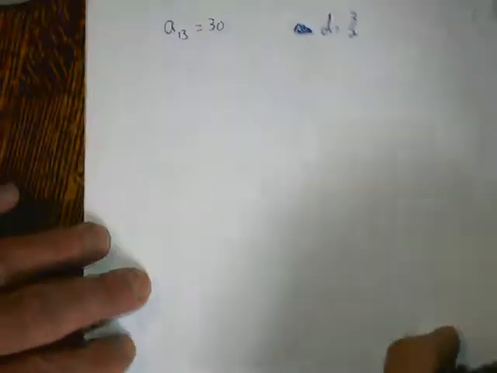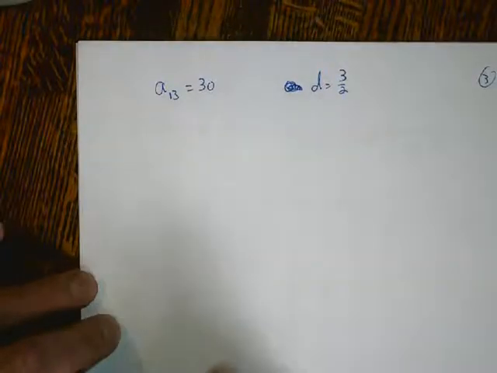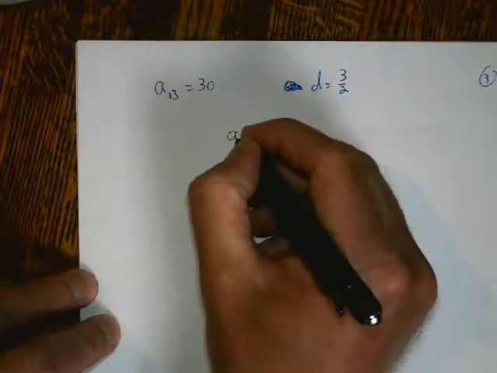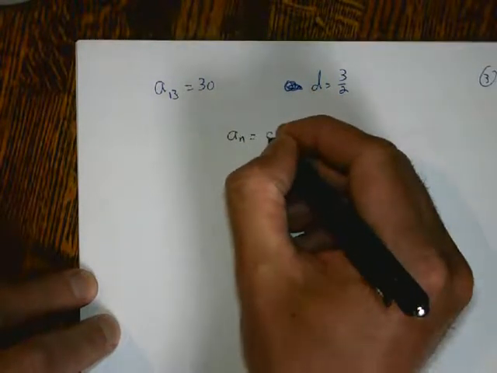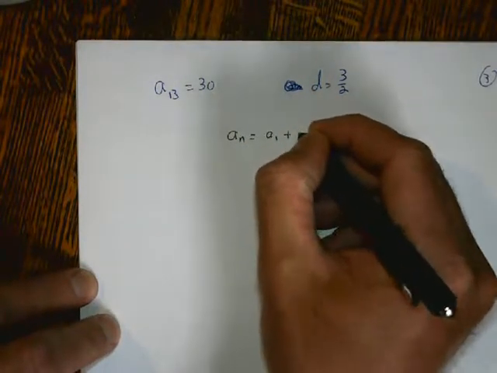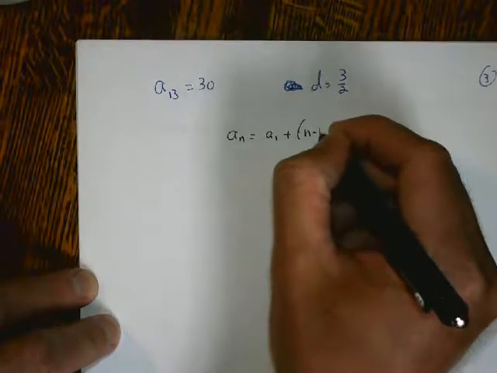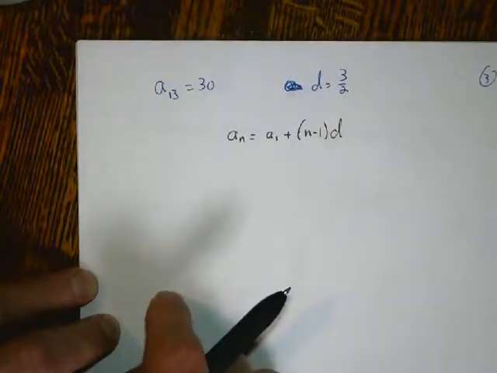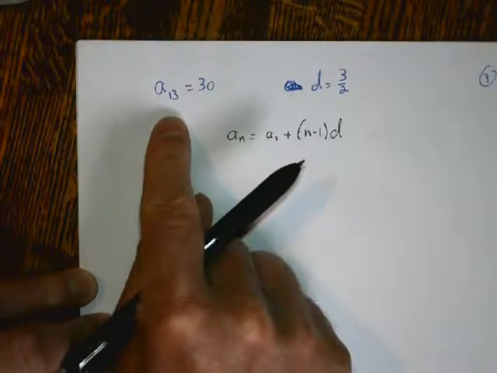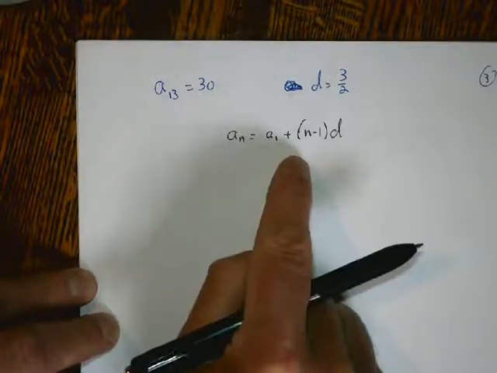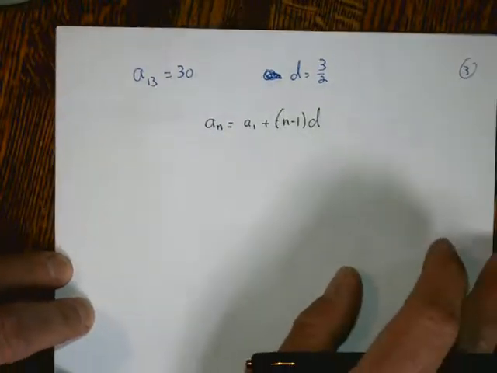Okay. Let's try another form of this. Again, we're working with an arithmetic sequence. Our rule is our first term plus n minus 1 times our common difference. And now in this case, I'm given the 13th term, but I need to figure out what the first term is. So we have to do a little bit of legwork.